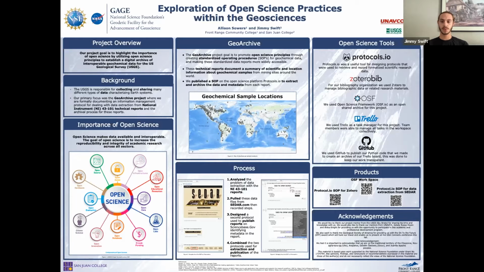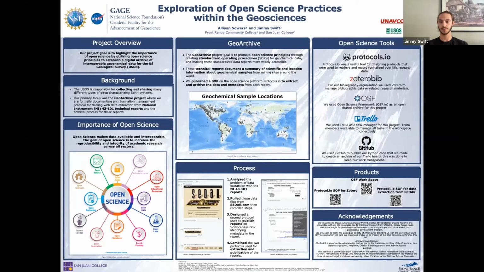We published multiple standard operating procedures on the open science platform protocols.io that extract and archive the data and metadata from each report. One of the problems with the NI 43101 reports is they are consistently being referenced in research projects. However, when someone wants to access this reference for that specific project, it is not available to that person or institution.